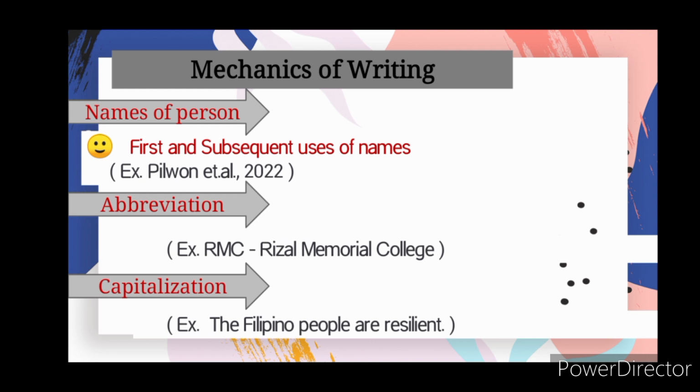Then the third mechanic of writing is the names of person. First and subsequent uses of names. For example, Pil Won is the first name and et al. is the subsequent name. And the fourth is the abbreviation. It is the shortened form of a word. For example, RMC, which means Rizal Memorial College.